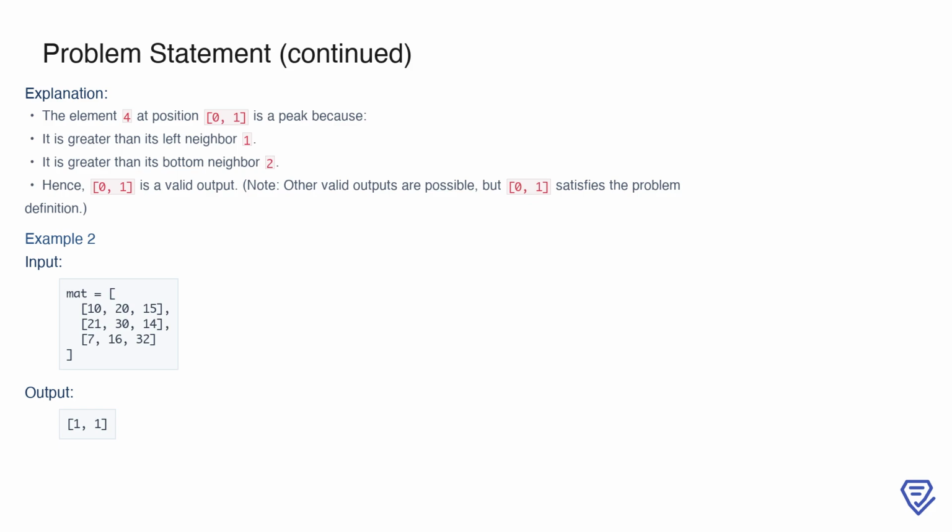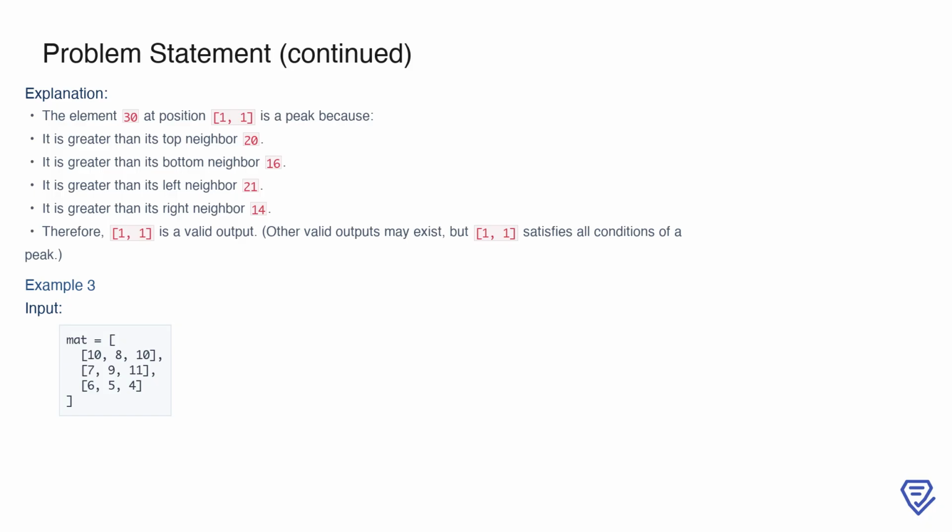Now, let's look at another example to deepen our understanding. For the matrix [10, 20, 15], [21, 30, 14], [7, 16, 32], the output is [1, 1]. This indicates that the element at row 1, column 1, which is 30, is a peak. In the second example, the element 30 at position [1, 1] qualifies as a peak because it is strictly greater than all its neighbors. Specifically, 30 is greater than 20 above it, 16 below it, 21 to its left, and 14 to its right. This makes [1, 1] a valid peak position. Again, it's important to note that the matrix could have other peaks, but the problem allows us to return any one of them as long as it meets the definition.